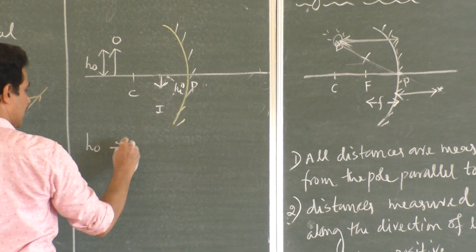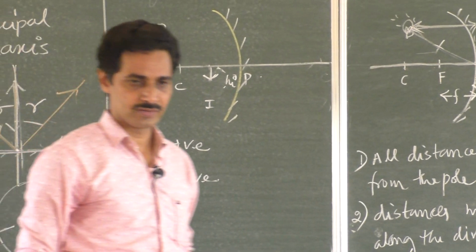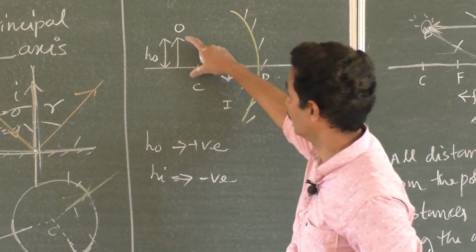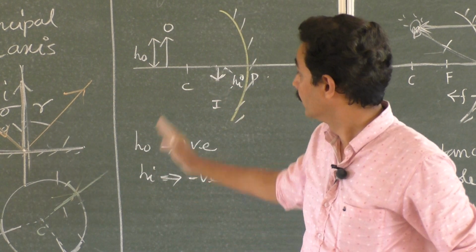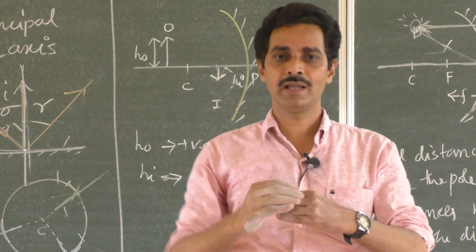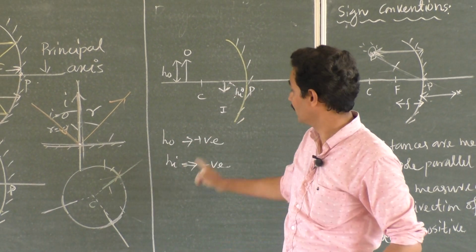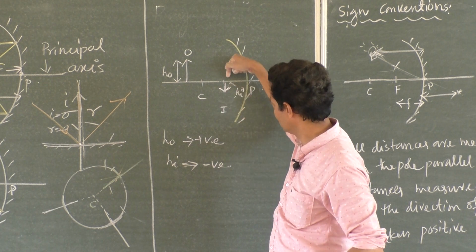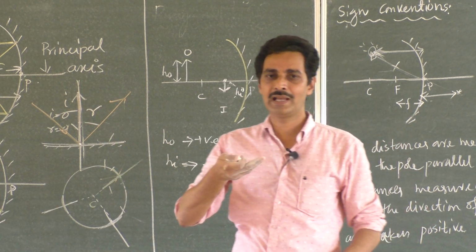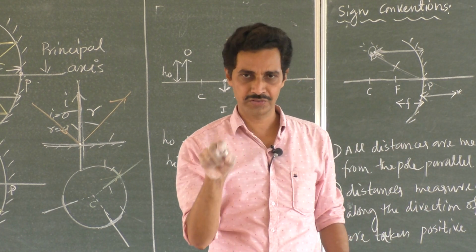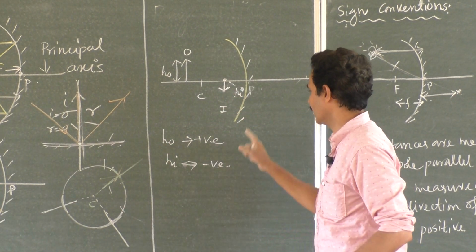Height of the object is taken positive, height of the image is taken negative. Why? All the heights should be measured vertically. All the vertical heights above the principal axis, it is the y-axis, remember, this is the y-axis, are taken positive, and all the vertical heights below the principal axis, minus y-axis, are taken negative. The height of the image is below, because you have to start from the principal axis. So heights measured above the principal axis, that is along plus y-axis, are taken positive, and heights measured below the principal axis, that is along minus y-axis, are taken negative.